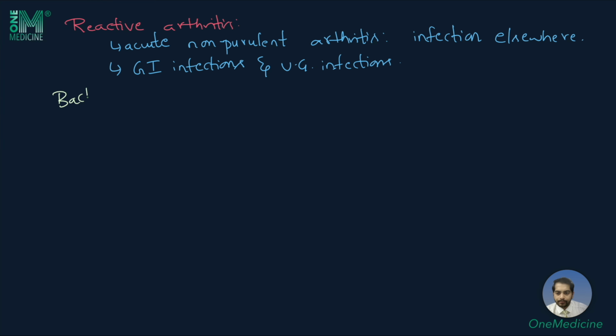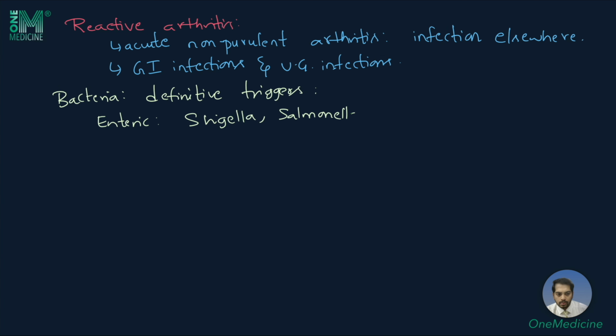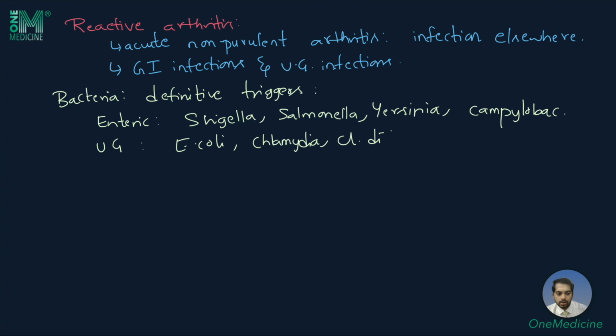Some bacteria are identified as being definitive triggers, and these include enteric organisms such as Shigella, Salmonella, Yersinia, Campylobacter species, urogenital organisms including E. coli, Chlamydia, and even Clostridium difficile infection.